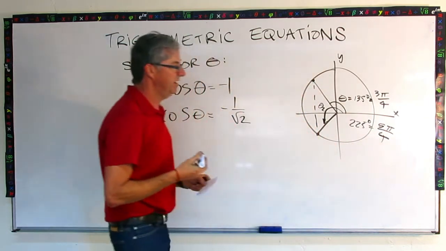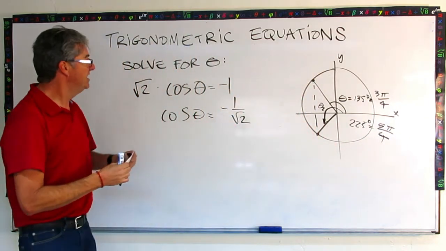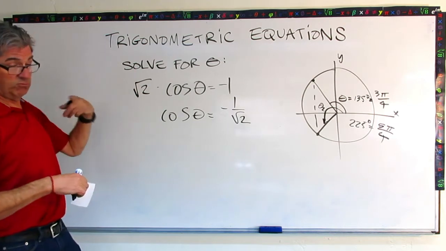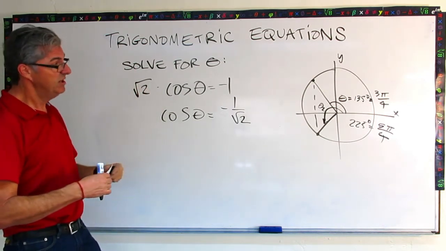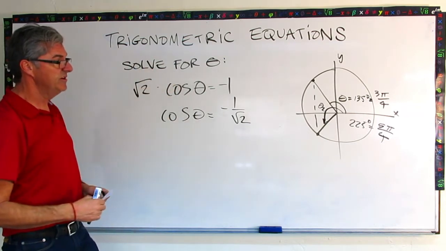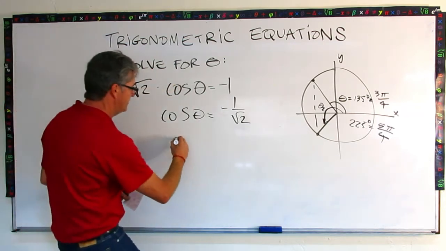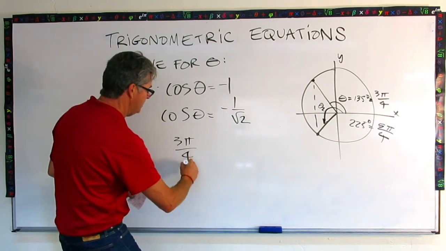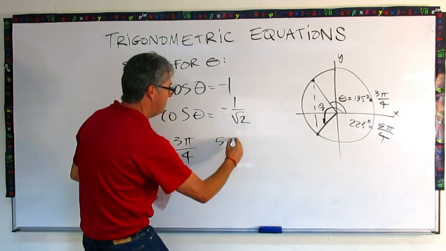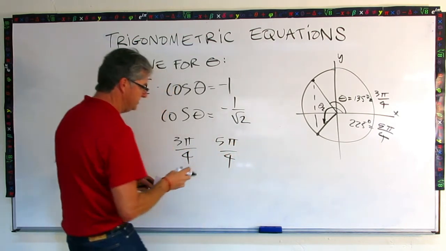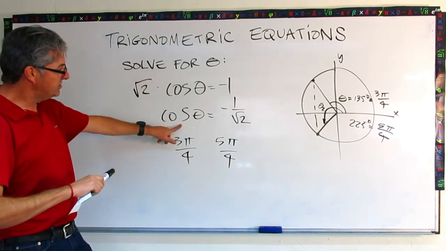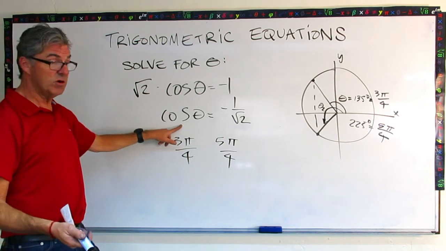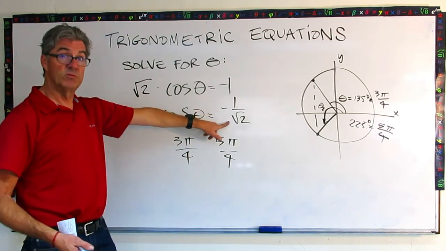Okay. So there's two values in the range. I erased my range from the last screen, but we're just going to use that same range. So the range is one turn around the unit circle. There's two values. There's 3 pi over 4 radians, and there's 5 pi over 4 radians. So those are the two angles where cosine theta, which is the x-coordinate, is -1 over root 2.